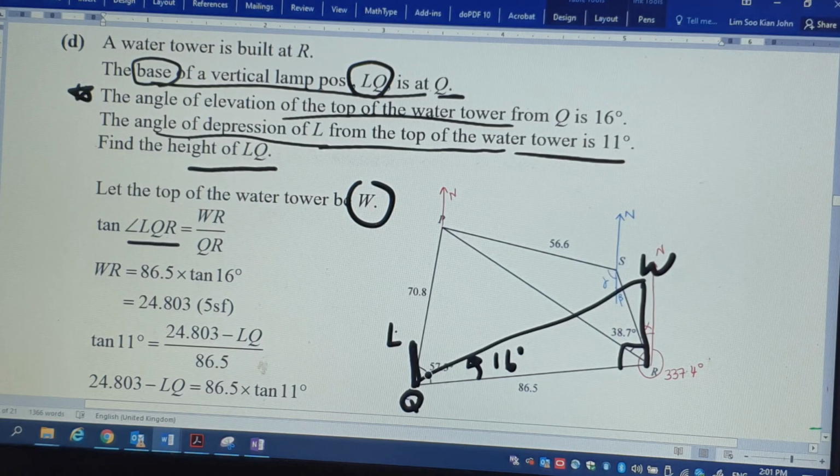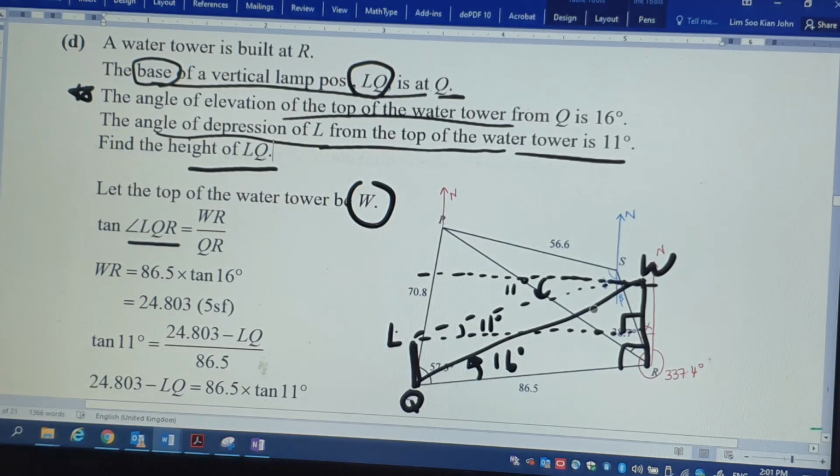So can you see that you have one right angle triangle here already? You can form another one. I use dotted lines. You can form another one here, and this is a right angle also. So looking from here, the angle of depression is 11, meaning that this must be 11 also, correct or not? Okay, so I hope you understand.